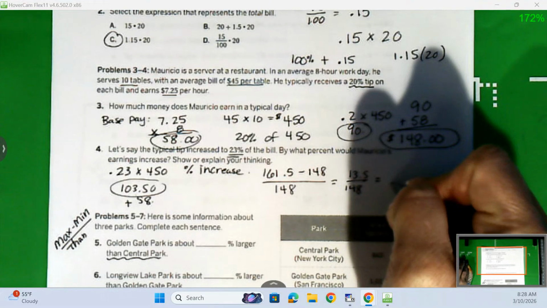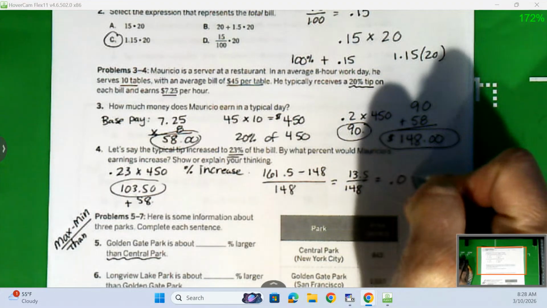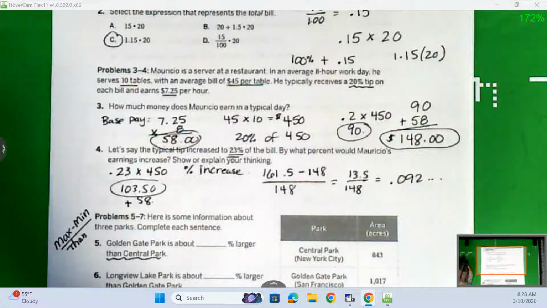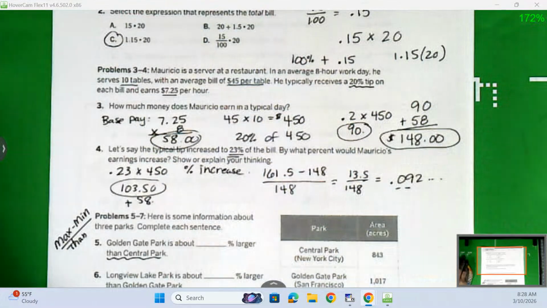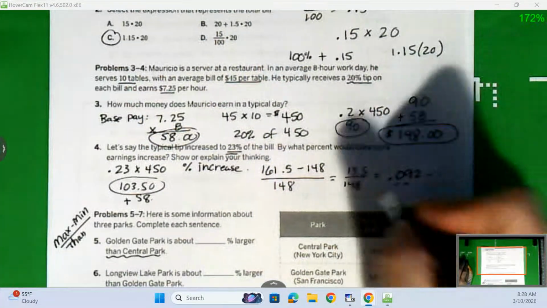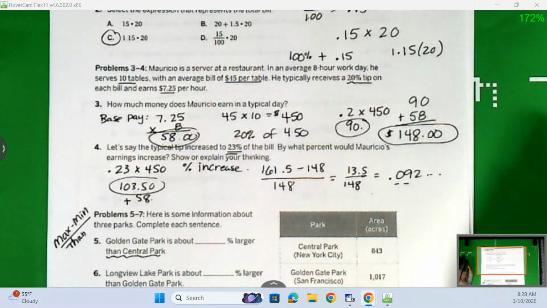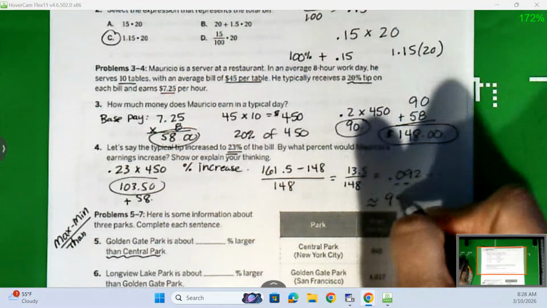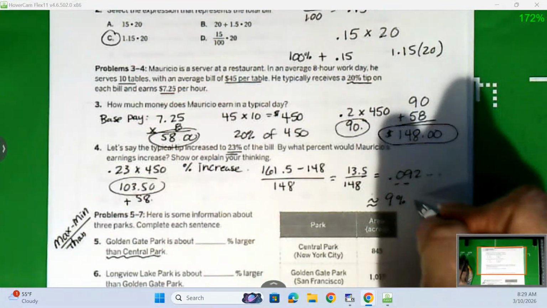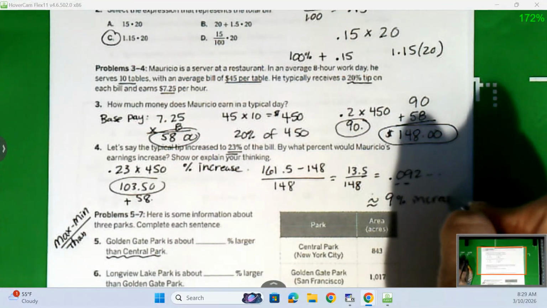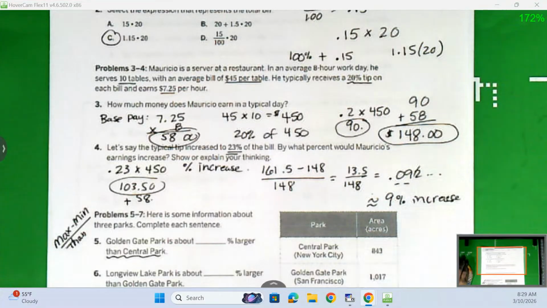which is 0.092, and it keeps going. So looking at as a whole percentage there, we multiply by 100. We're going to have about 9% increase. That too, we're not going to round up.